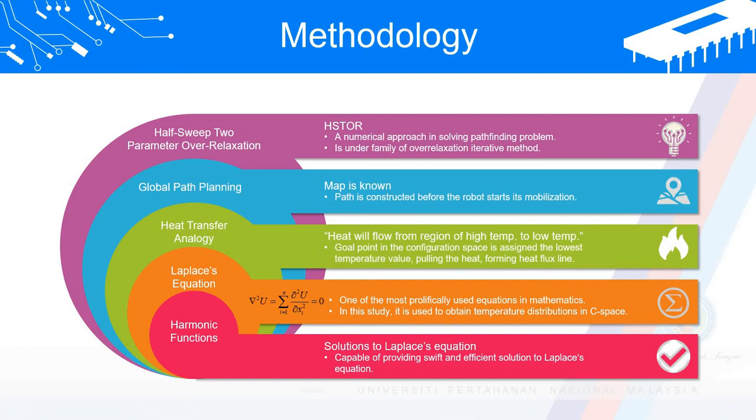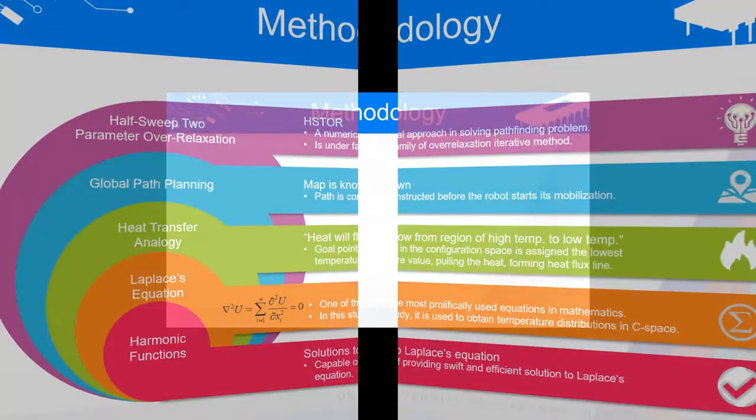How is the path constructed? The movement of the path is based on the heat transfer analogy, where the heat will flow from the region of high temperature to the lowest temperature. And what equation do we refer to for the heat temperature? Laplace's equation is used to obtain the temperature distribution in the configuration space, whereas the harmonic function is the solution to Laplace's equation, capable of providing a prompt and efficient solution to Laplace's equation.